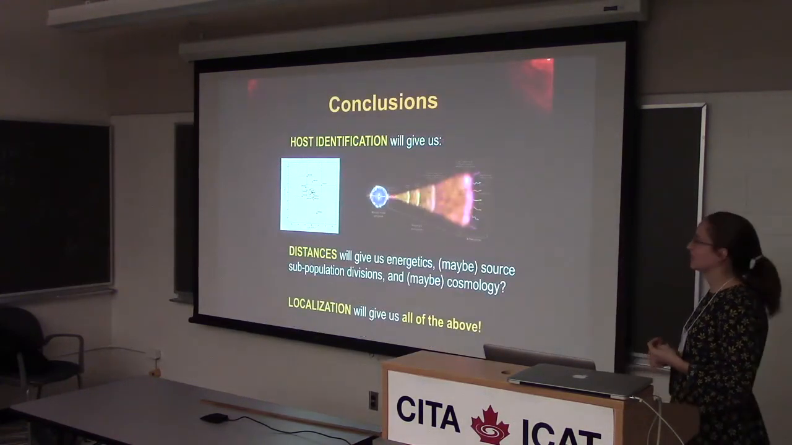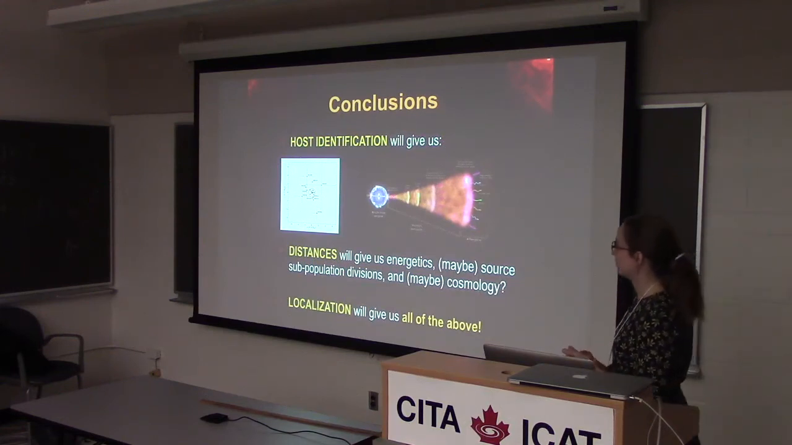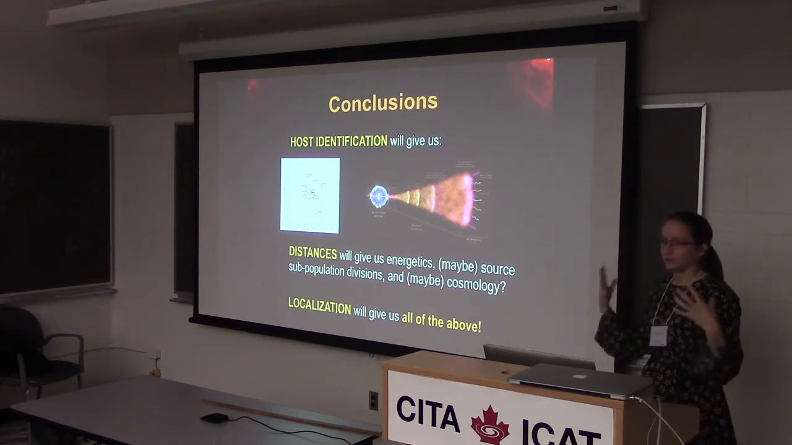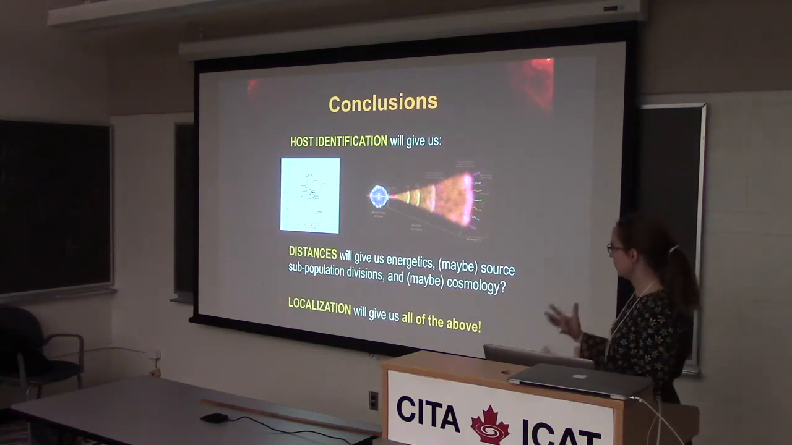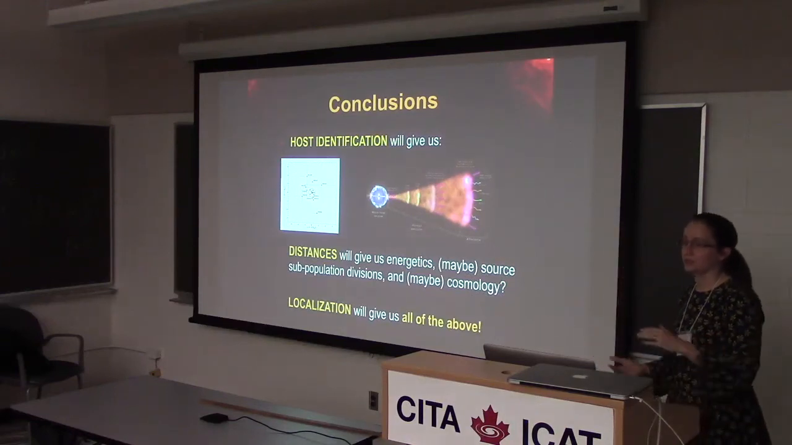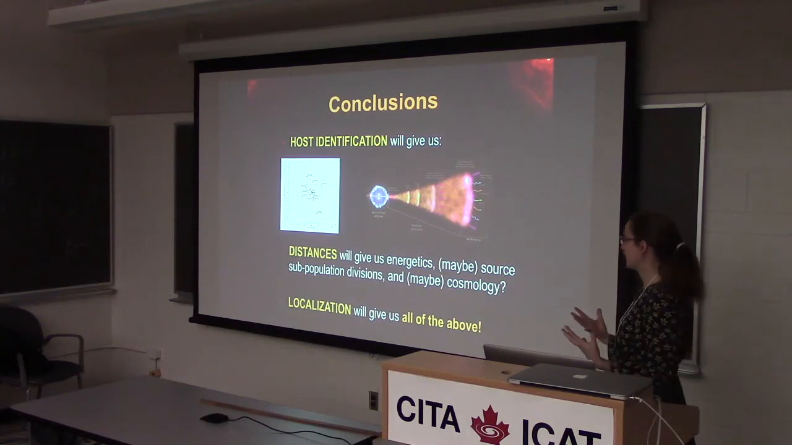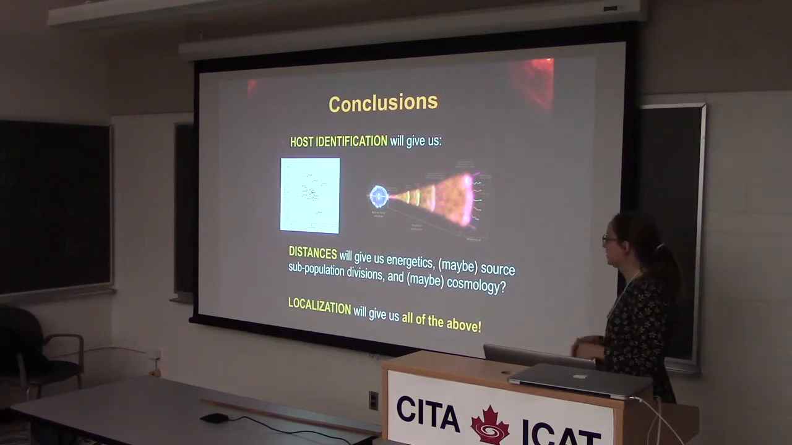Okay, so that ends my talk. I have some very simple conclusions: post-identification is going to give us a lot about the actual event itself, what creates FRBs, and what kind of environments they live in. Distances are going to give us the critical information about energetics to tell us what kind of science we can do with FRBs. And of course, localization is going to give us all of these measures.